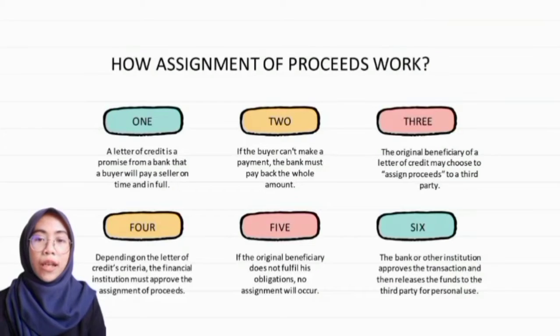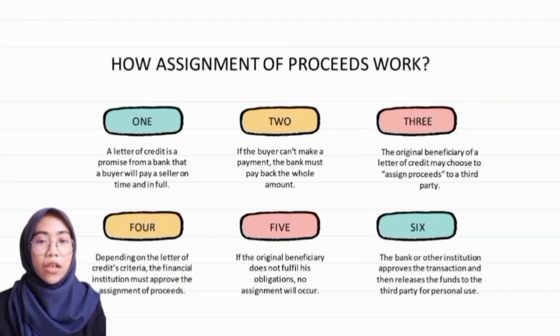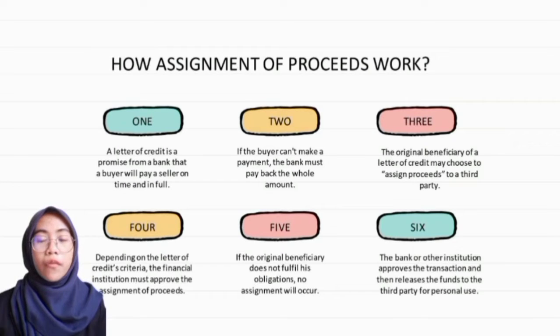Next, I will explain how an assignment of proceeds works. A letter of credit is a promise from a bank that a buyer will pay a seller on time and in full. If the buyer is unable to make a payment, the bank must reimburse the entire purchase price. The original beneficiary of a letter of credit may choose to have the proceeds delivered to a third person instead through an assignment of proceeds.